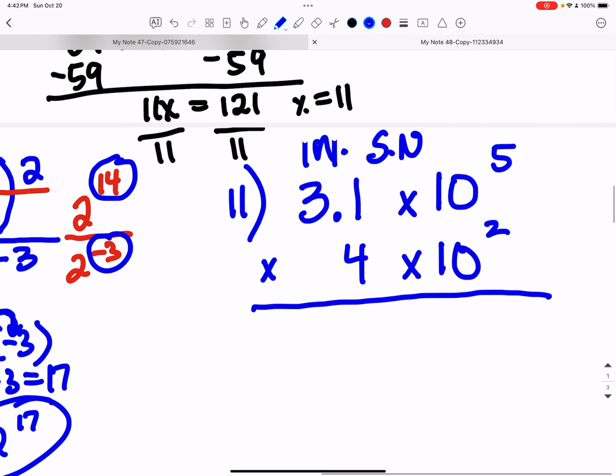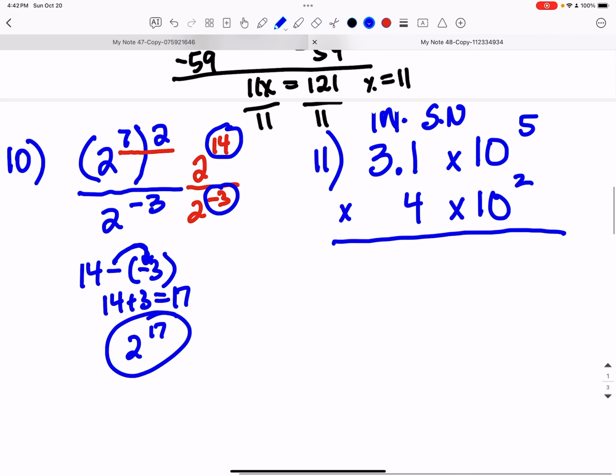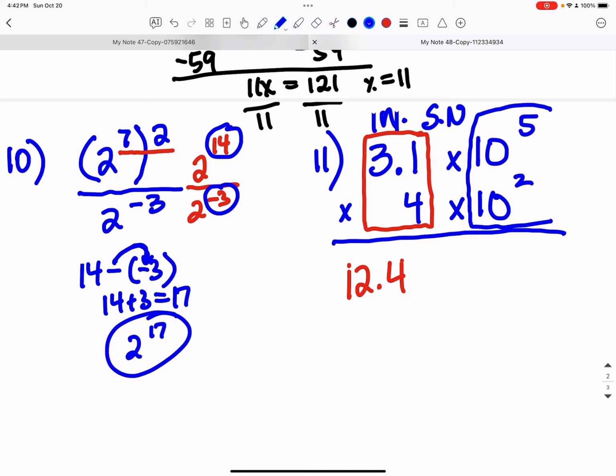Let's see. Write these in scientific notation. In scientific notation, you have these normal parts of the number, and it wants us to do multiplication, so we're going to do normal multiplication. 3.1 times 4 is 12.4. And then the powers over here, we can use powers shortcuts to do this powers multiplication. So one less than multiplication is addition, so this is 10 to the 7th power.